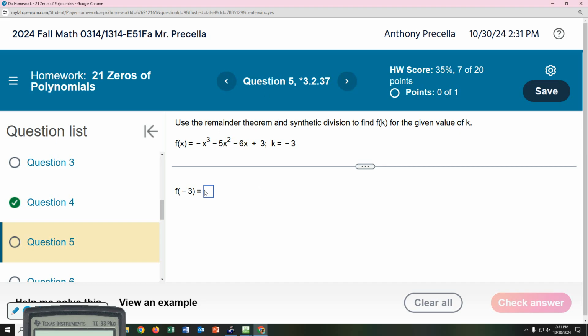Will my lab know it? No, they won't know. So it doesn't really matter if that's what you do. But from a historic point of view, it is interesting. Negative x cubed minus 5x squared minus 6x plus 3. And they give us a k value of negative 3. Let me make sure I didn't miscopy something.